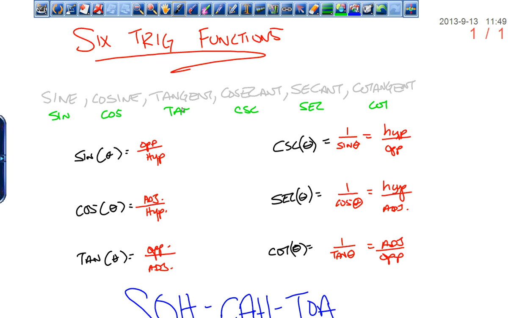The parts in green are how we abbreviate all 6. So SIN, even though it spells sin, we're still going to say that as sine. We're not going to say cosine, I'm not going to say tan, and for everything else, we're not going to say csc or sec or cot. We're going to say cosecant, secant, cotangent. Those are the abbreviations. Then underneath that, we have all of the relationships of the sides when we're talking about theta.